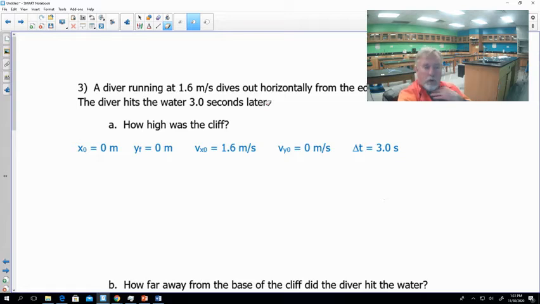So now what are we looking for? We're looking for y0. We do have an equation for it. Do we know enough information to plug into it? Yes, we know our yf. We know our vy0. Yep. And we know our delta t. So let's just plug in those values.